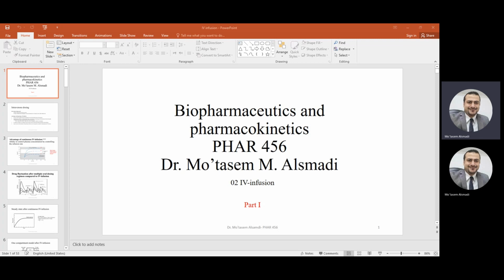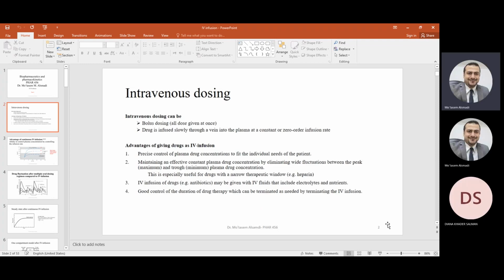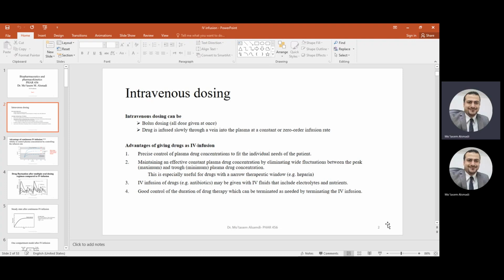We covered the chapter of IV infusion during the last two lectures. Just to remind you, what is an IV infusion? It is an IV dose that's given in the vein, direct in the vein without a step of absorption. The difference between it and the IV bolus is that the whole dose is not given at once as we do in the IV bolus. Here we give it in a slow infusion rate. The purpose of that is that it's a safer way to do it. And we also talked about the advantages.